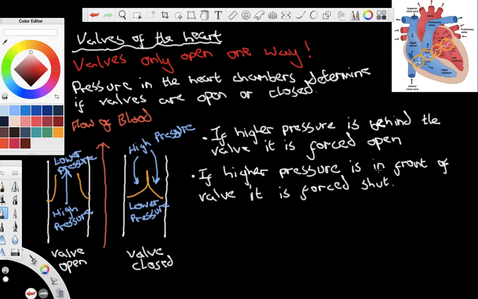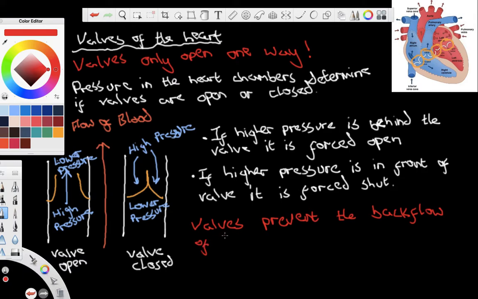Now we've said that by doing this, valves ensure that blood flows in one direction. If the blood tries to flow in this direction, the pressure is greater on this side, the valve is forced shut, and the blood can't go back. It can only go in one way. So the final thing we'll write on this slide is that valves prevent the backflow of blood in the circulatory system.